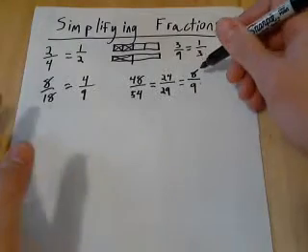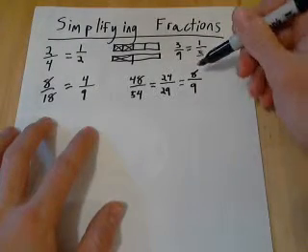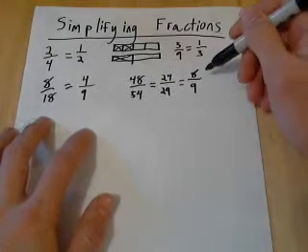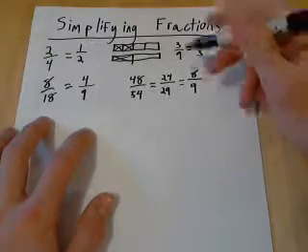So now we'll look at it one more time. Our factors of 8 are 2, 4, and 8. Our factors of 9 are 3 and 9. No common factors, so we're done with that one.